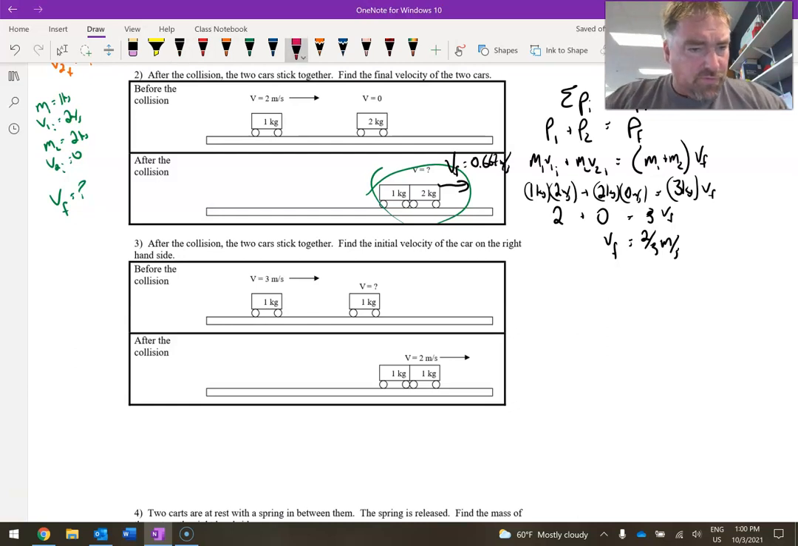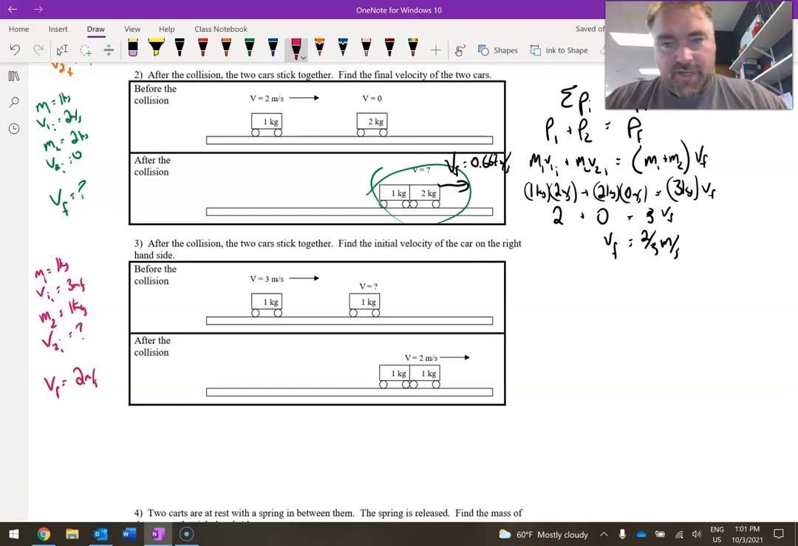So here's our maroon. We've got M1 is equal to 1 kilogram, and its initial velocity is equal to 3 meters per second. We have M2, oops, sorry, I wrote that wrong. M2 is equal to 1 kilogram, and its velocity, V2 initial, we don't know. That's what we're looking for, so that's our unknown. And then after the collision, so V final, they're moving at 2 meters per second.